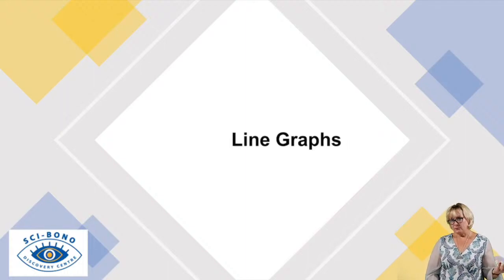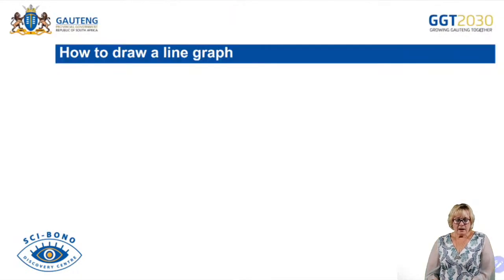You cannot study for it, because you don't know what they're going to give you. You don't know which values they're going to give you. So this is a skill that you must practice, and you must make sure that you can do it, because it means 6 marks in your pocket without studying for it. Now let's look at line graphs. How do we draw a line graph?